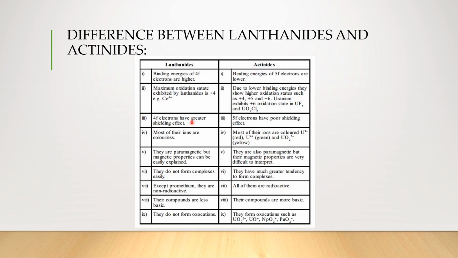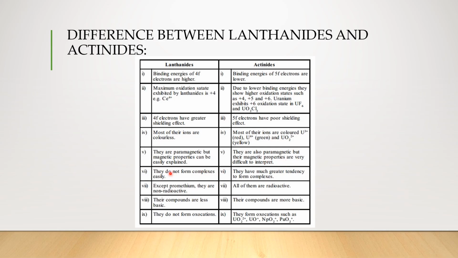And the third point is 4f electrons have a greater shielding effect when compared to 5f, and 5f have a poor shielding effect. In lanthanides, most of the ions are colorless, and in actinides, most of the ions are colored. U3+ is red in color, U4+ is green in color, UO2+ is yellow in color. In lanthanides, most of them are paramagnetic and their magnetic properties are easily explained. In actinides, they are also paramagnetic, but their magnetic properties are very difficult to interpret.